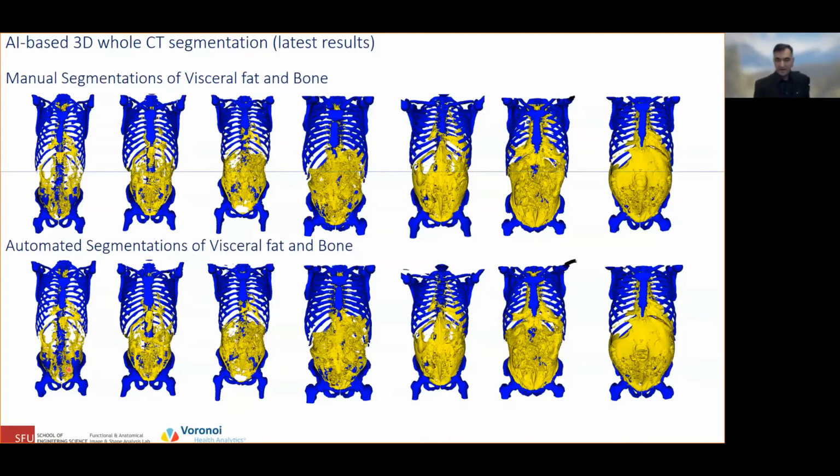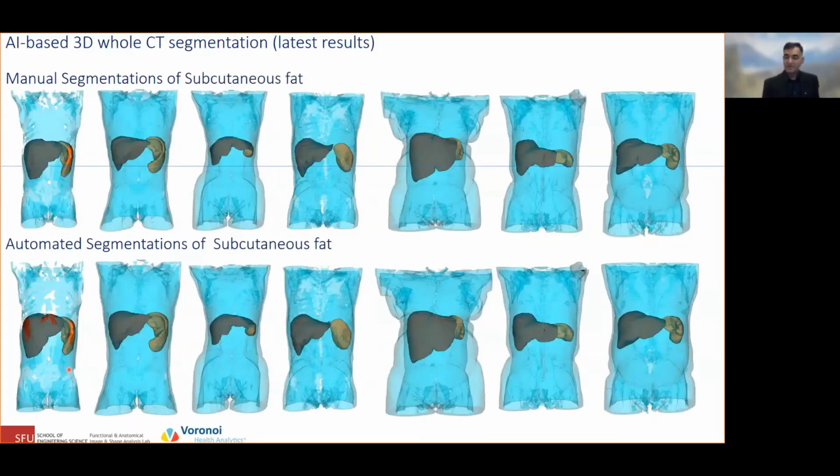And now here is subcutaneous fat, which is fat outside the muscle and below the skin, across these individuals. And again, the automatic segmentation on the bottom row agrees very well with the manual segmentation in the top row. And I've also overlaid under this segmentation of subcutaneous fat, liver and spleen. And one can see the enormous variability in liver and spleen in these individuals.